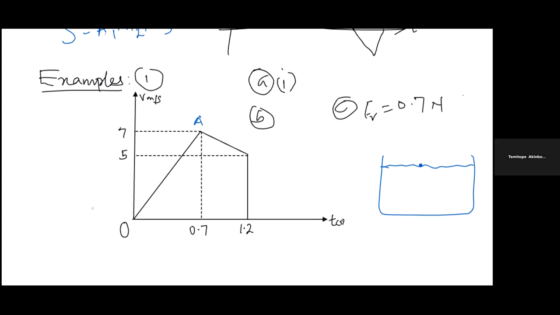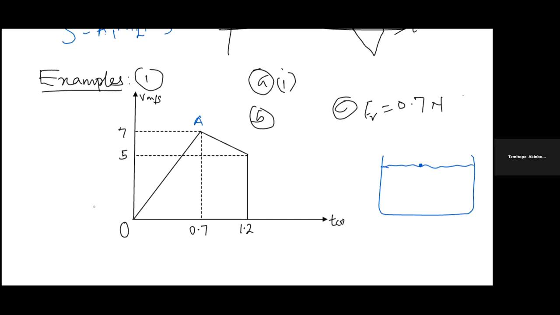Are you making progress? Yes, sir. Question A, Roman figure 1 says you should find what? Height of A. So what do you do to get that? I need you to find the area of the triangle. Which of the triangles? We have 3 triangles there. OA, then at point 0.7.